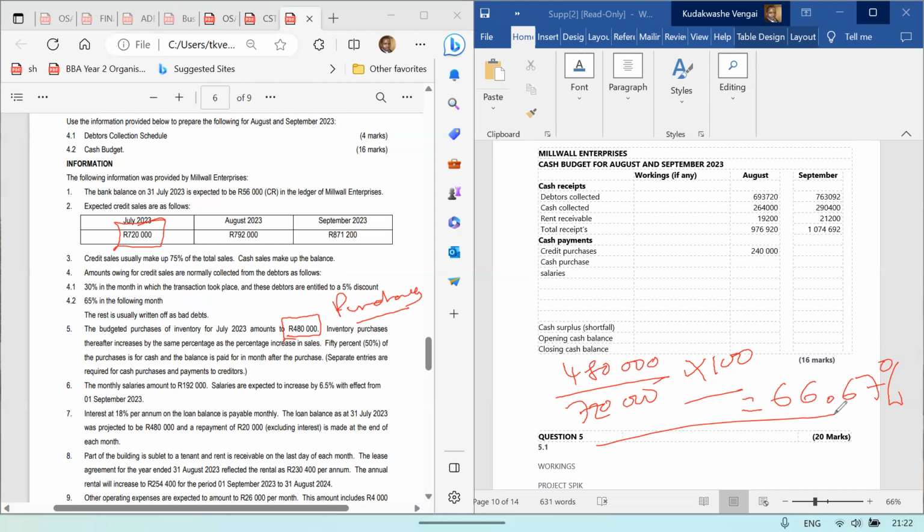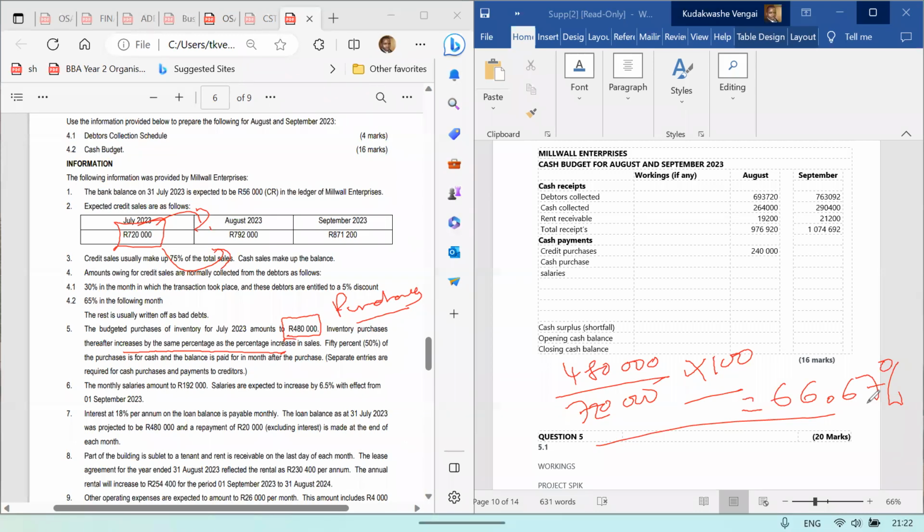Yes, it's clear. So we are saying that for every dollar in sales that we are making, 66.67% is purchases. And then it says that they increase by the same rate, which means that as sales change from July to August, purchases also increase by the same rate. Therefore, this 66.67% will be maintained and will apply in August and September. Are we together there?